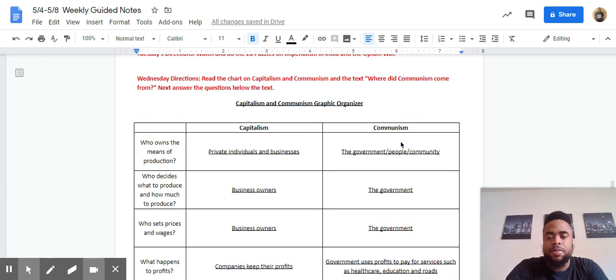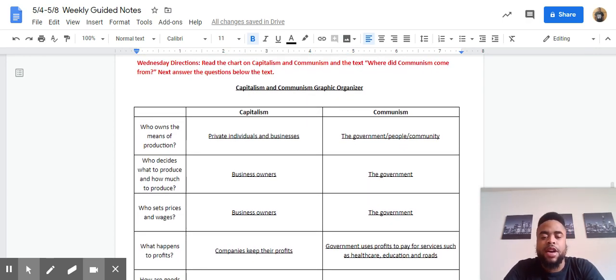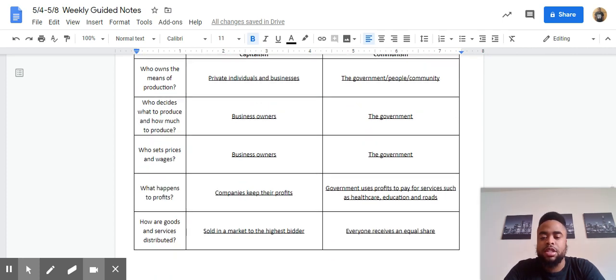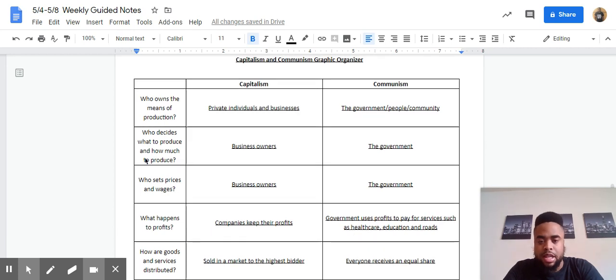For Wednesday, you'll notice I created a chart just to simplify the differences between capitalism and communism. So I created FAQs, or frequently asked questions, on the left, just to help you better understand the differences between the two economic systems.